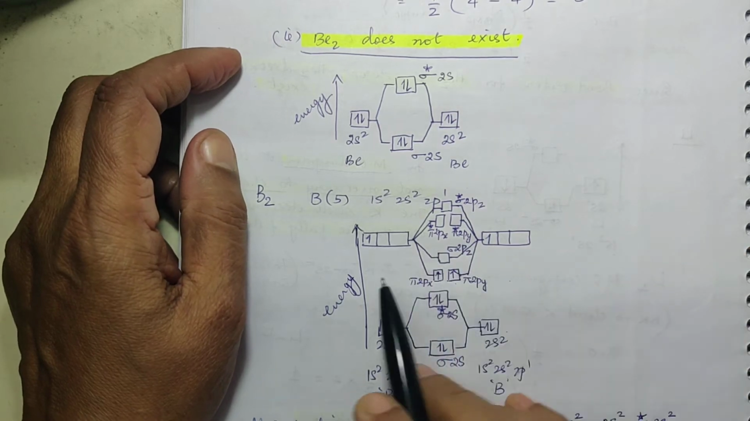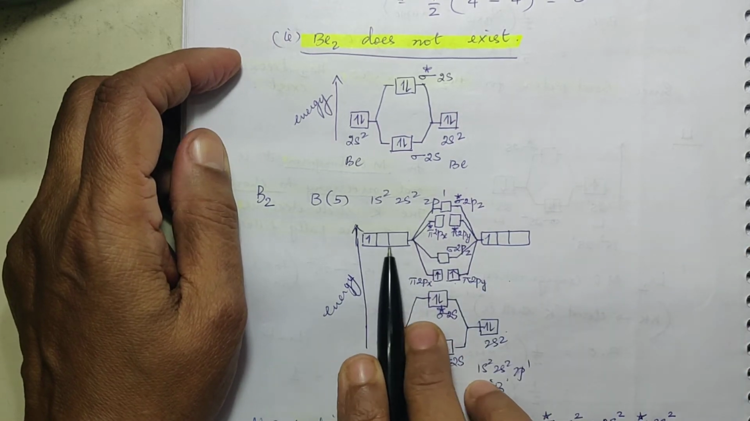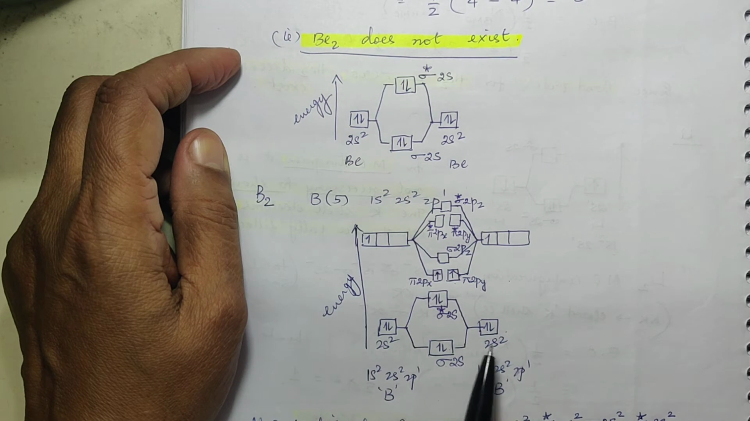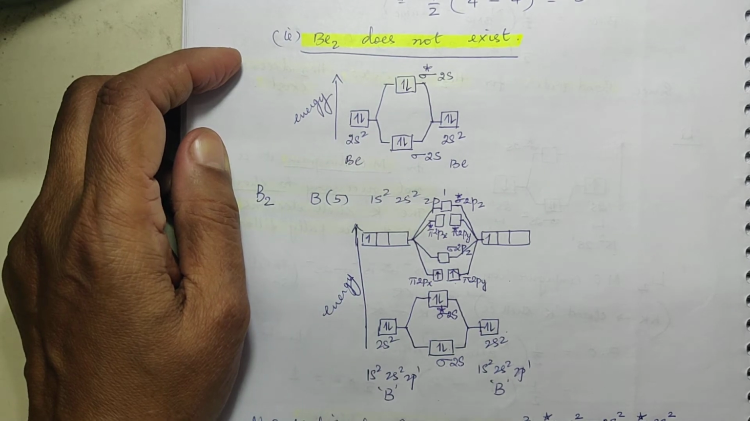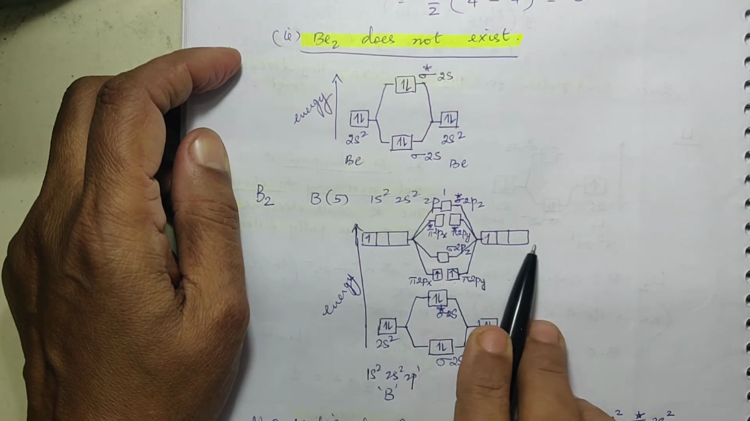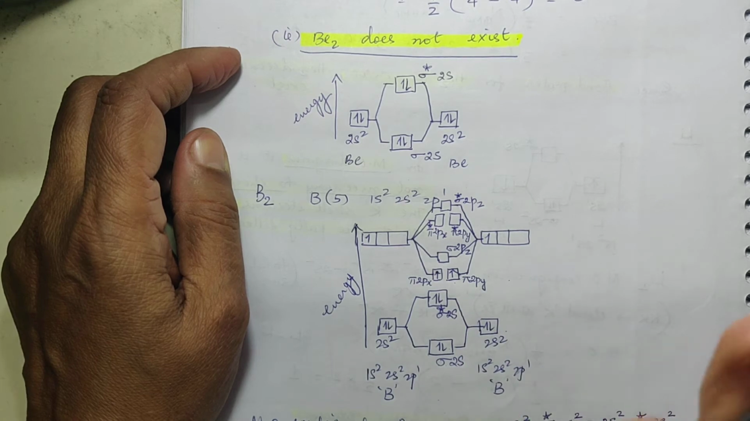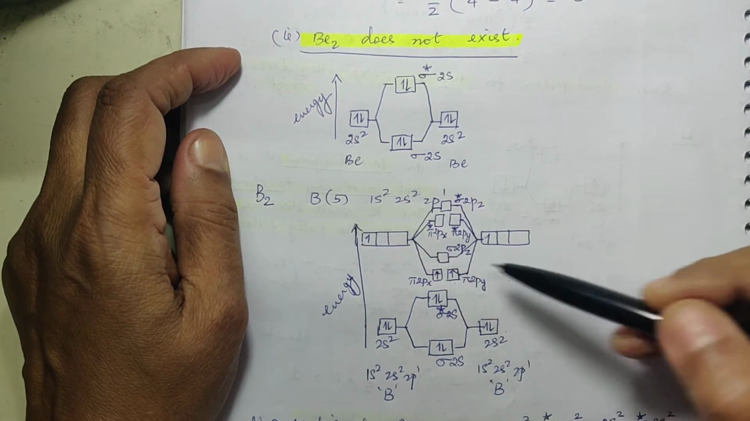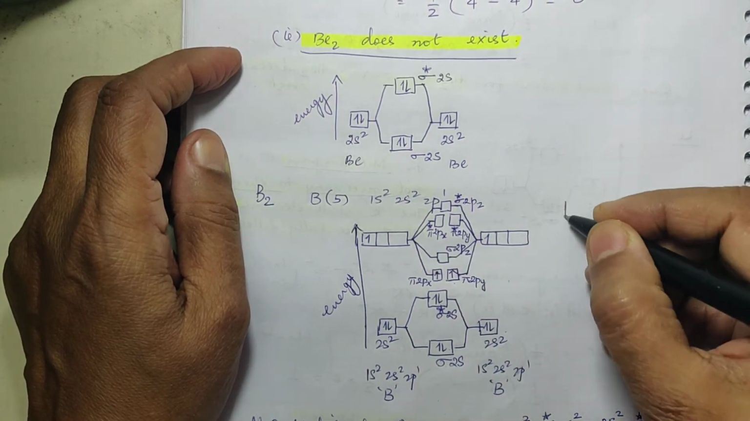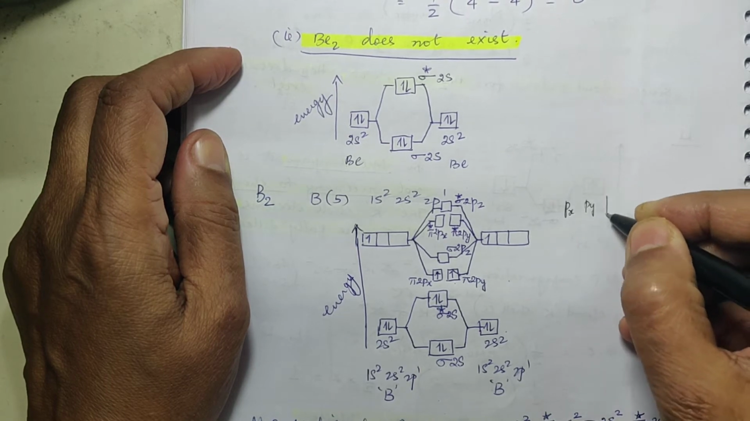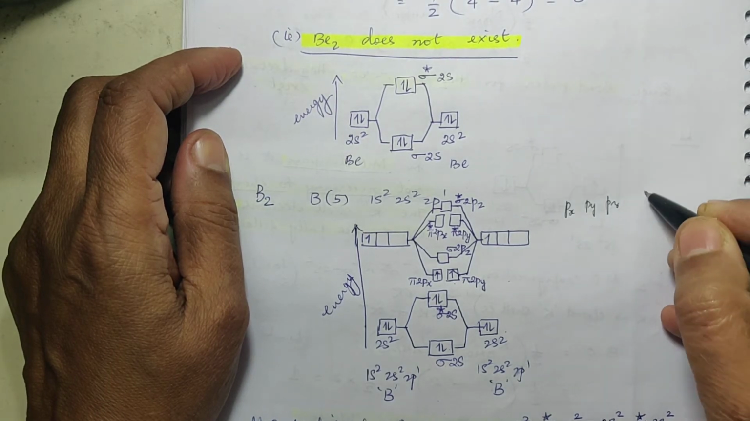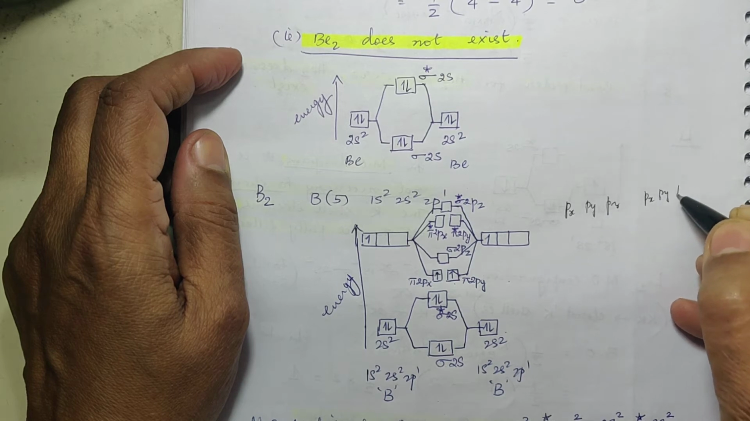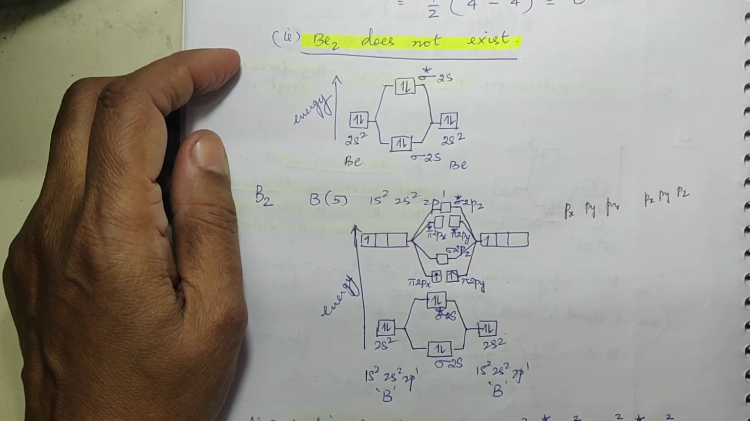Now come to p. P is a set of 6 orbitals, 3 here and 3 here. 2 boron atoms are combining, right? Now when 6 atomic orbitals combine, 6 molecular orbitals will be formed. Now these 6, you know very well that they are of the form px, py and pz. Same way you have px, py and pz of the other boron, right?